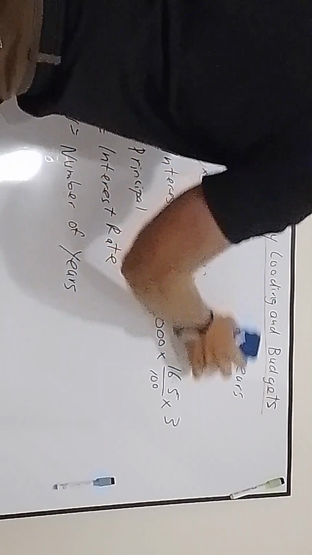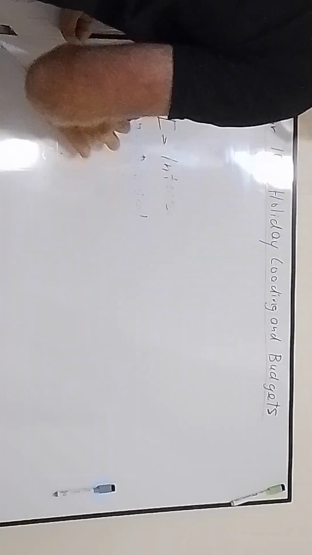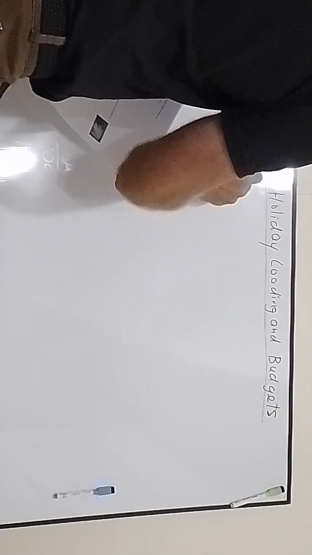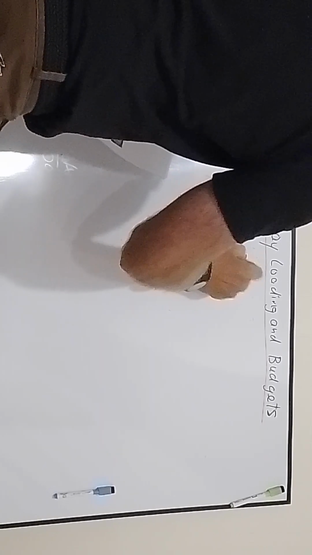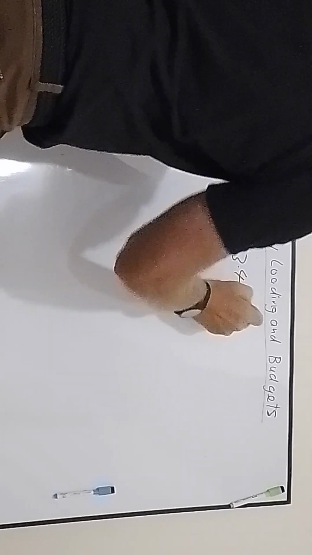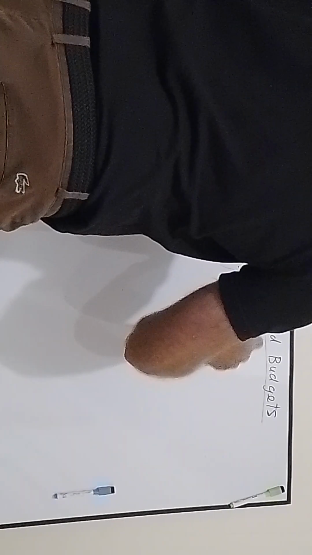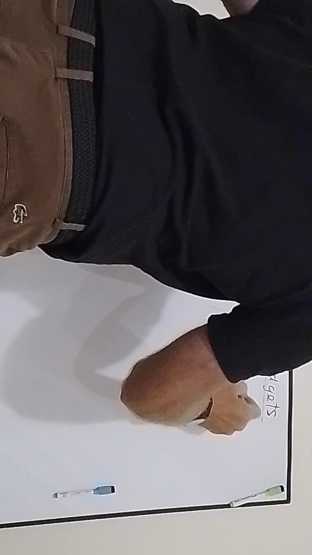Question 5. John invests $7,500 at 3.45% for 5 years. So I won't write all that out, I'll just write out 7,500 at 3.45% for 5 years.